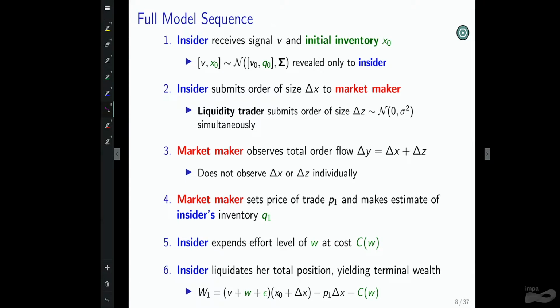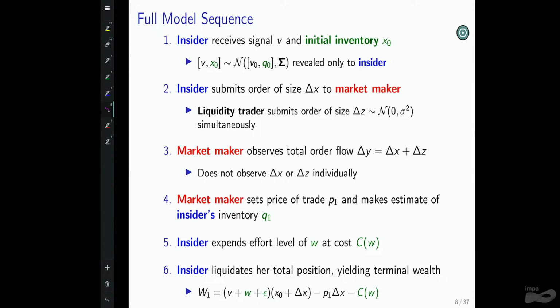The next few steps are identical to the standard Kyle model. So the insider and the liquidity trader submit a trade simultaneously. Then the market maker sets the price. But the market maker also has to estimate what the insider's inventory is going to be through time, okay? And I'm going to emphasize in the next slide or so why they have to keep track of what they think the insider's inventory is going to be, okay?